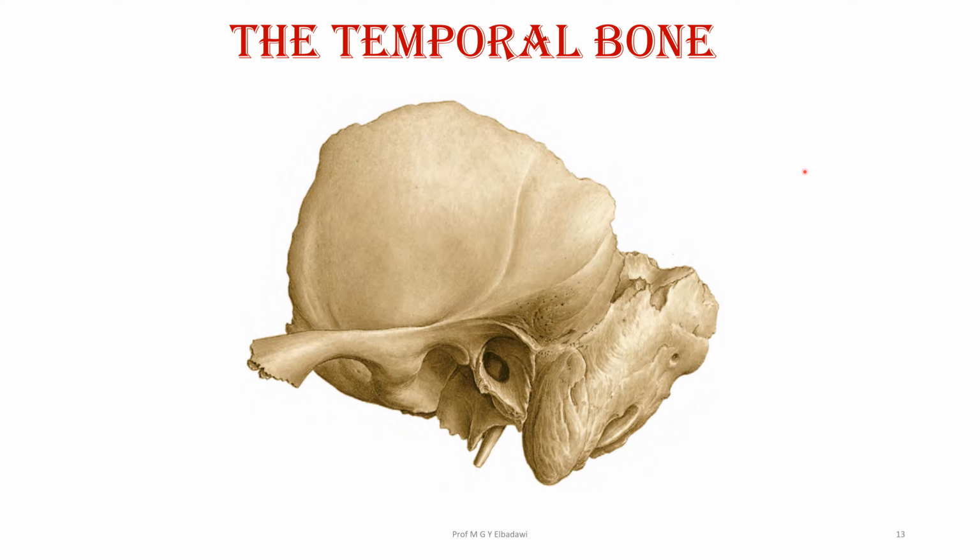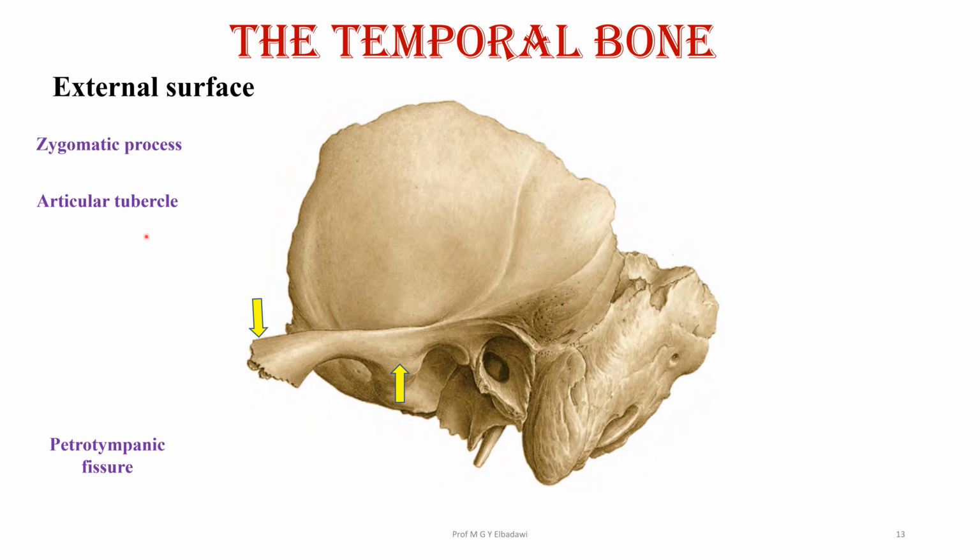From the external surface, the main features are the zygomatic process here of the temporal bone, the articular tubercle here, which lies anterior to the mandibular fossa, keeping the head of the mandible in position, the petrotympanic fissure here in the floor of the mandibular fossa, and this will give passage to the chorda tympani branch of the facial nerve. Of course, this is the mandibular fossa. We have seen it before.